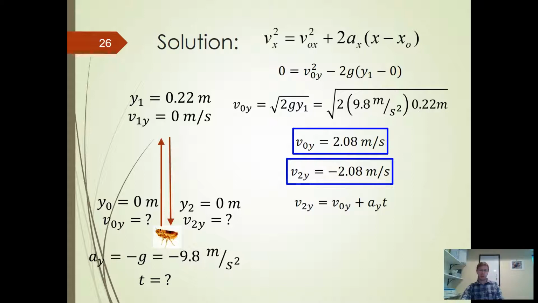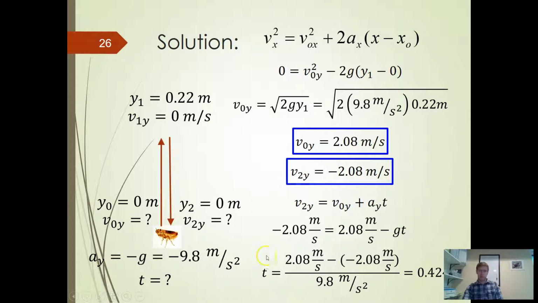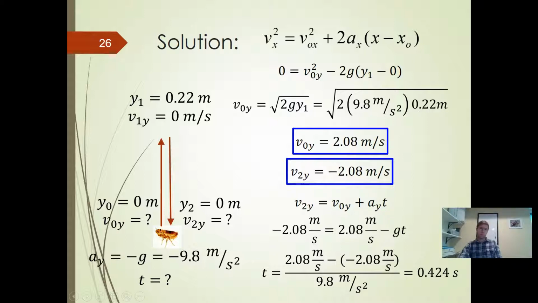So lastly, to find the last part, we need to determine the amount of time. So we're looking for the total hang time. So I'm starting from the initial position all the way up and all the way back down to my final position. So I'm starting with V initial and looking at V2 as my final velocity. So if I plug in negative 2.08 meters per second for my final, positive 2.08 meters per second for my initial, minus gt, I can find my time is going to be equal to, oh, I think my picture's in the way, so I'll move that. You should find that your time is equal to, boom, a box-worthy 0.424 seconds.